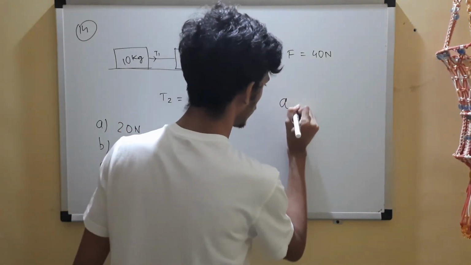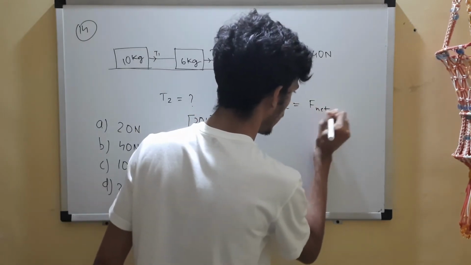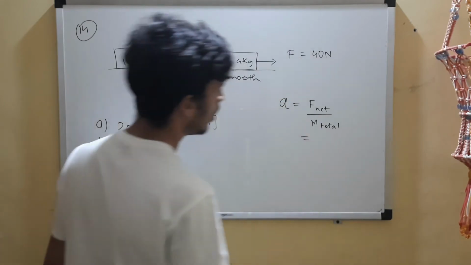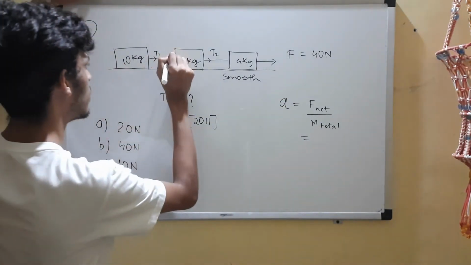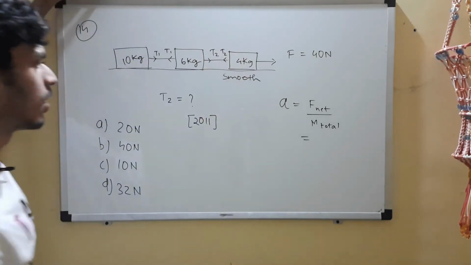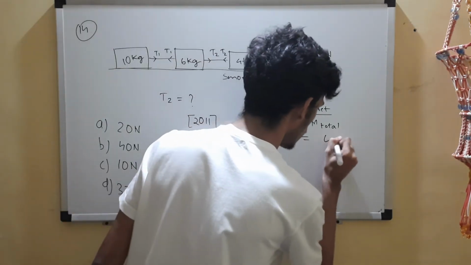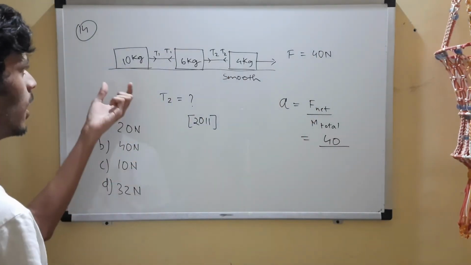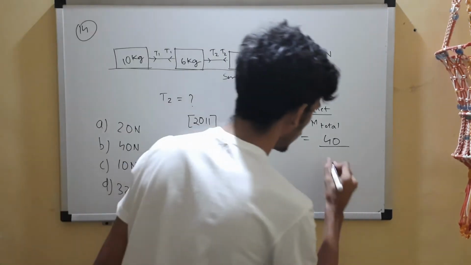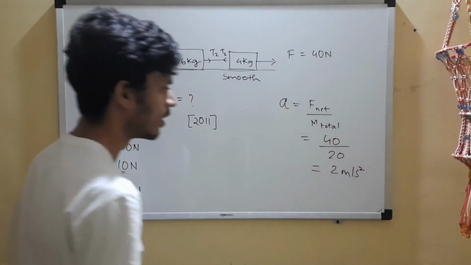So the basic easy way of finding acceleration is a is equal to F net upon M total, right? The net force upon the total mass. Now you can see that these forces don't really matter, right? Because they are internal forces, they will cancel out. The net external force is just 40 newtons. Okay, so the force is 40 newtons, and the total of these 3 masses, 10 plus 6 plus 4, is 20. So you get the acceleration to be 2 meters per second square.